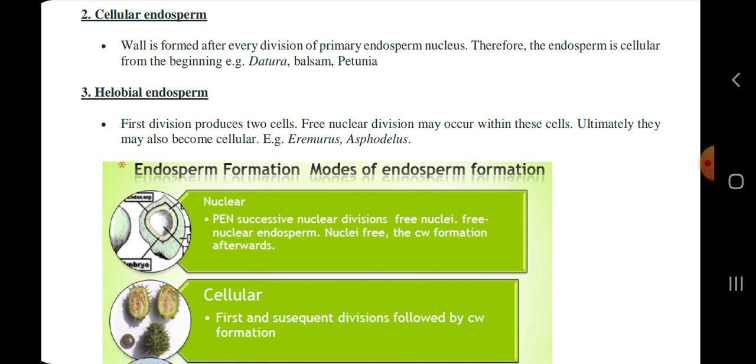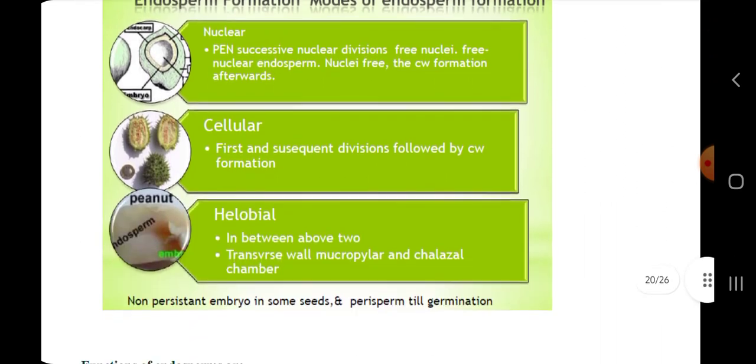Helobial endosperm. First division produces two cells. Free nuclear division may occur within the cells. Okay. These are non-persistent endosperm in some seeds, and perisperm persists till germination.